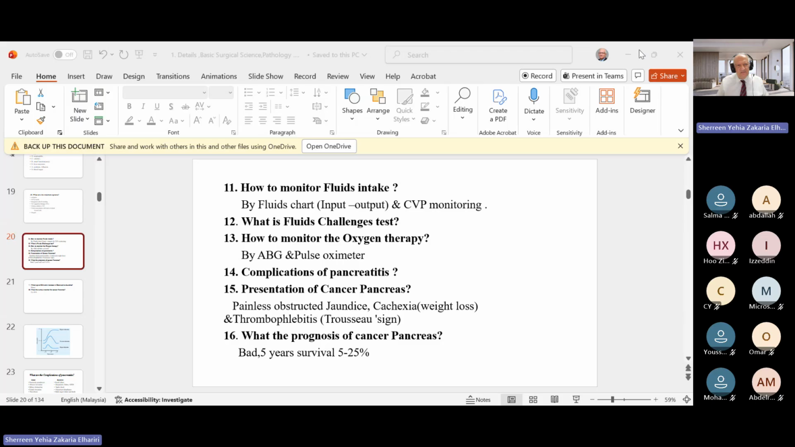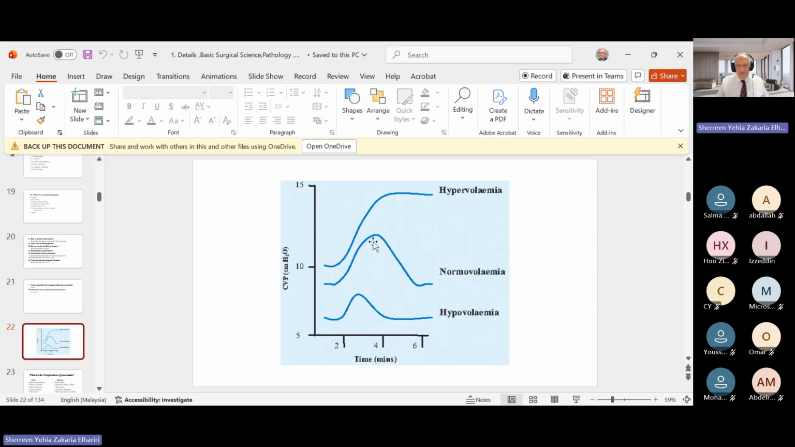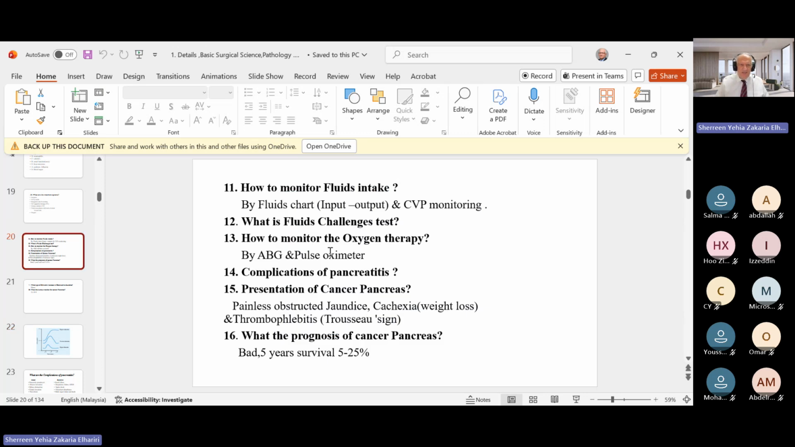All right, so I think it's okay. If it is guided by CVP, and you give this bolus of 250 within 10 minutes, it can become very high CVP, so it is hypervolemic. If it becomes normal, it is normal, or if it becomes low, it is hypovolemic. Okay. So we're still in pancreatitis.